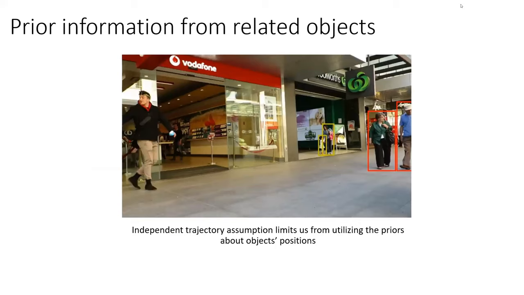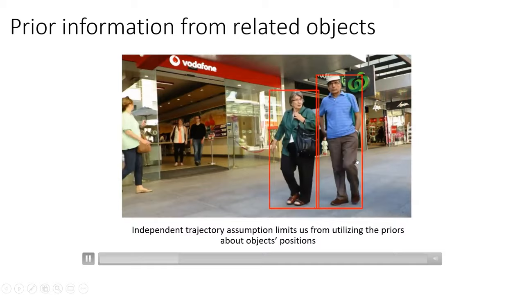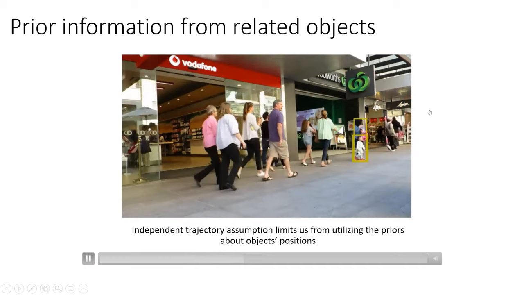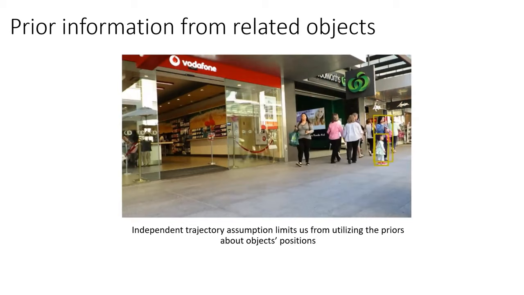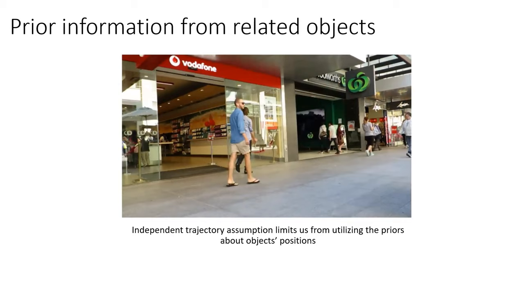In this work, we start from noticing that the independent trajectory assumption actually limits us from utilizing priors about object positions. If you look at this video, for example, you can tell as a human that there is a relation between this couple walking, or between this mother and child. If you know that this relation exists, you can actually condition the positions of these objects on each other. Here we can say that the child and mother will always stick together. And the assumption about independent trajectories effectively throws away this source of information.